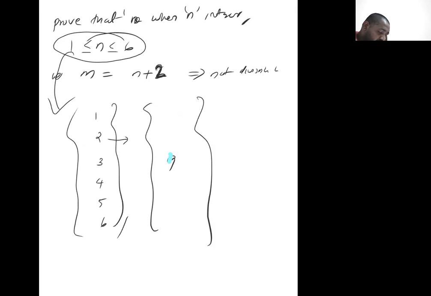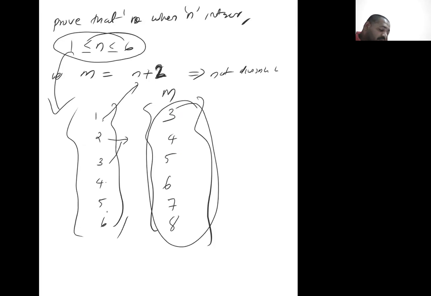So input it. This is m. So 1 plus 2, that is 3. 2 plus 2 is 4. 3 plus 2 is 5. 4 plus 2, 6. Then 5 plus 2, 7. 6 plus 2, 8. So all these numbers are not divisible by 10. Correct? Hence we proved m is not divisible by 10.